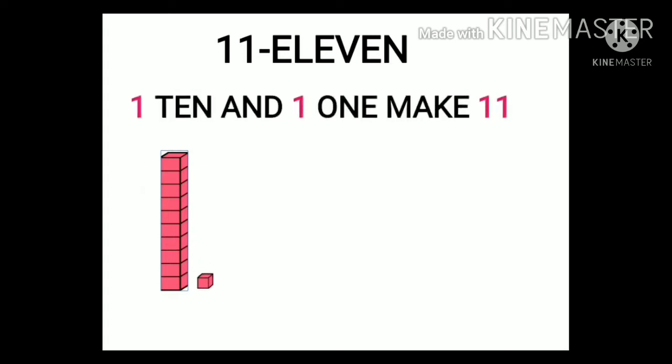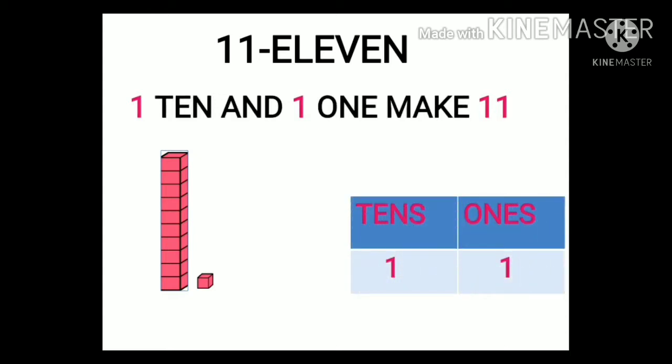Let us go to the next number 11. What do you see? Yes, this is 1 ten, isn't it? Yes, 1 ten and 1 makes 11, isn't it? So 1 ten and 1 make 11. So when you write it, how many tens are there? Yes, 1 ten and how many ones are there? 1 one. Okay. So now let us go to the next number.